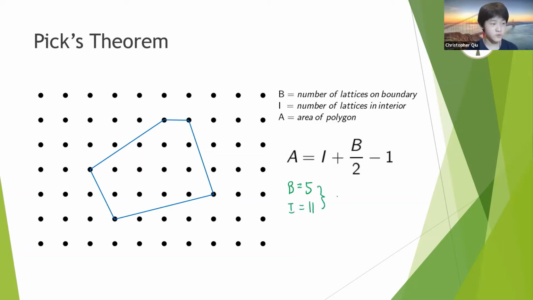And now that we know what B and I are, we can calculate A. Let's start with 11 plus 5/2 minus 1. And you can calculate that this is actually just 25/2 again. So we've confirmed that in this polygon, we get the correct area using Pick's theorem.